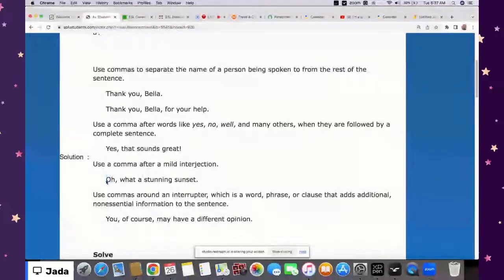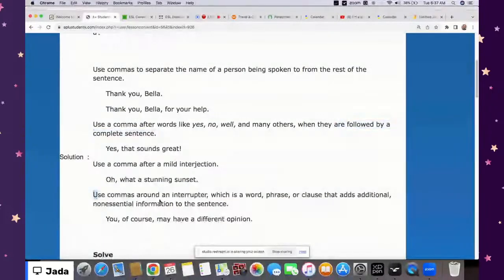Oh, what a stunning sunset. You put a comma. So when you're writing, maybe eventually you have to write essays for school. Once you want to use words like "oh," you put a comma after the mild interjection, just to show that you are separating it from the other sentence, to show feelings, how you feel at that point.